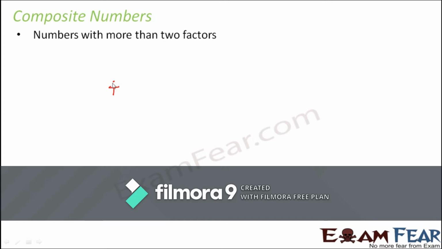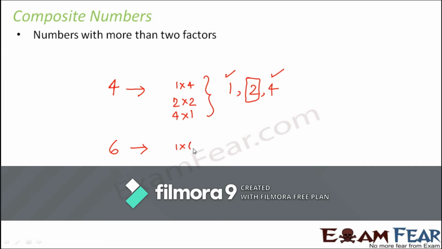Let us consider 4. How many factors does it have? 4 can be written as 1 into 4, 2 into 2, 4 into 1. So basically it has 1, 2 and 4 as factors. So 1 and the number itself, plus it has one additional factor, that is 2. Therefore this is a composite number. Think of 6. 6 can be written as 1 into 6, 2 into 3, 3 into 2, 6 into 1. So basically it has 1, 2, 3, 6 as the factors. So you see, other than 1 and itself, it has two more factors, that is 2 and 3.